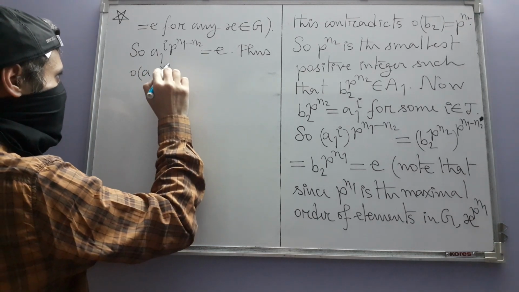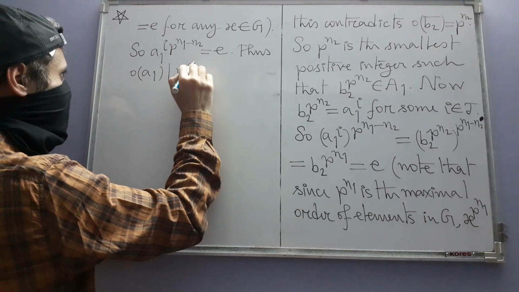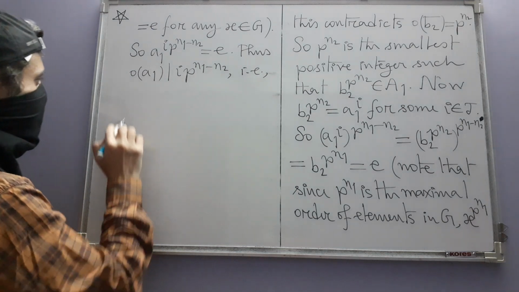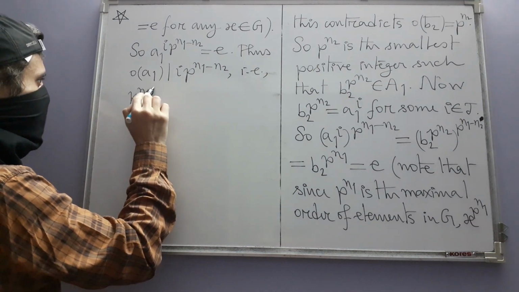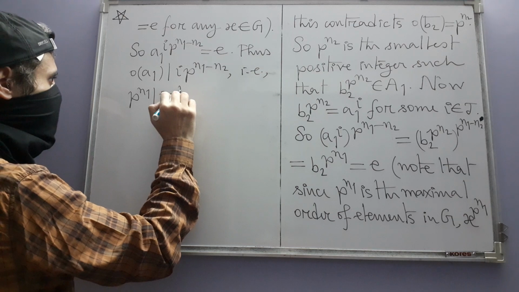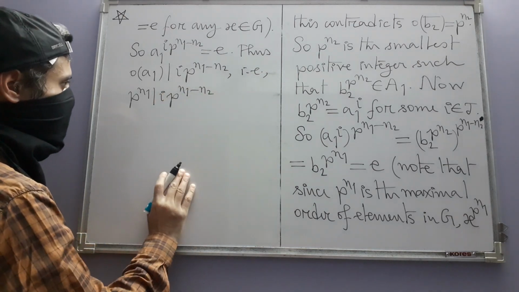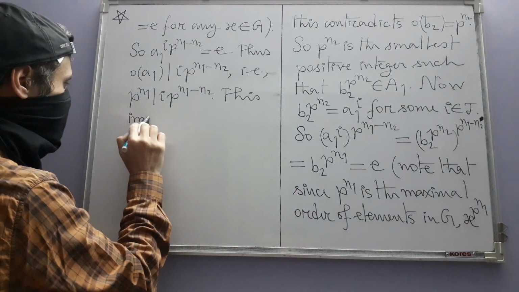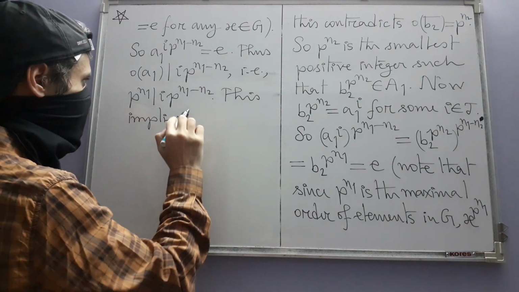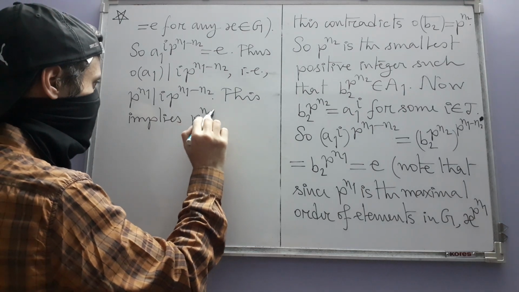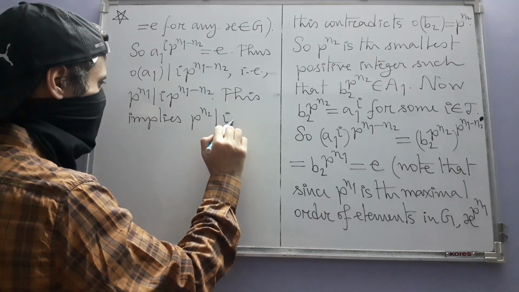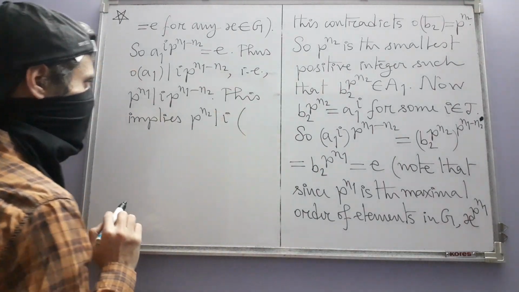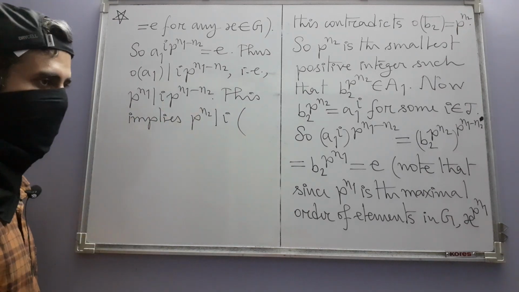Thus, the order of a1 divides I times this. But what is the order of a1? It is p to the power n1 minus n2. This implies p to the power n2 has to divide I. Again, if you cannot at once see why this is true, then write everything in detail.